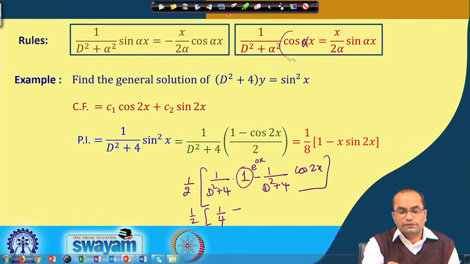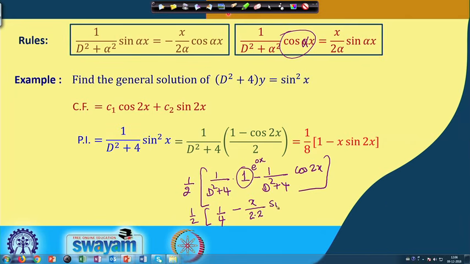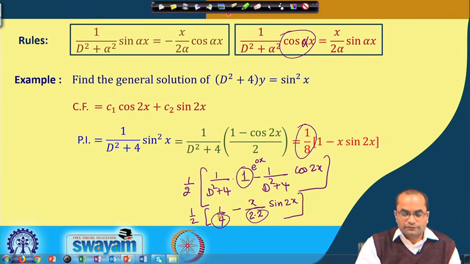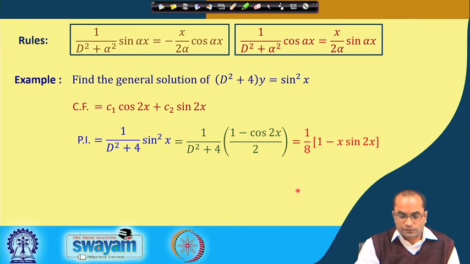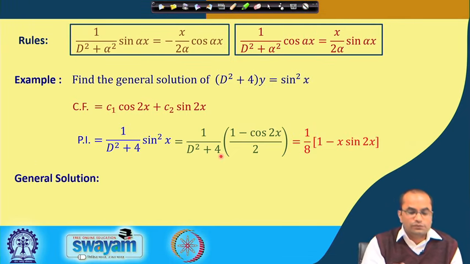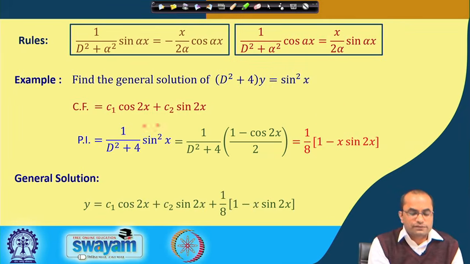So, we are applying 1 over d square plus alpha square on cos 2x. That will be x over 2, where alpha is 2, and then cos will become sin 2x. So, this 4 again, here also 4. So, we have 1 over 8, and then we will get 1 minus x sin 2x. That is the result we are talking about, and the general solution will be just the complementary function plus the particular integral.